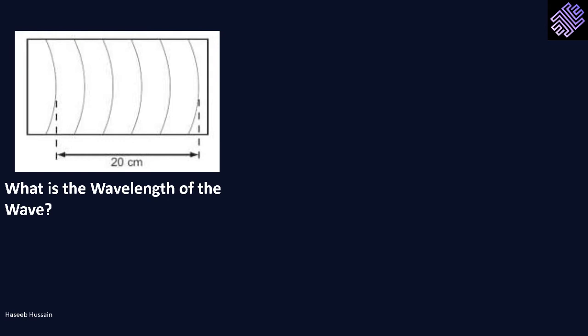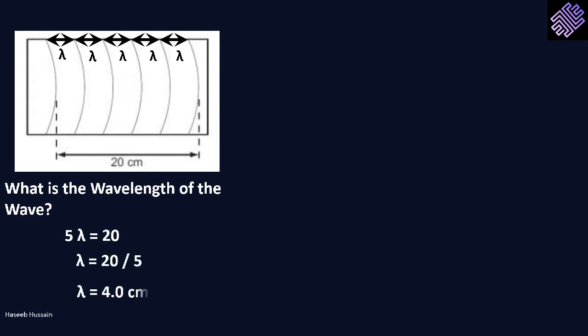Remember, the distance from one wavefront to the next is equal to one wavelength. Therefore, there are a total of 5 wavelengths between the first and the last wavefront. 5 wavelengths are equal to 20 centimeters. Therefore, one wavelength is equal to 20 divided by 5 equals 4 centimeters.